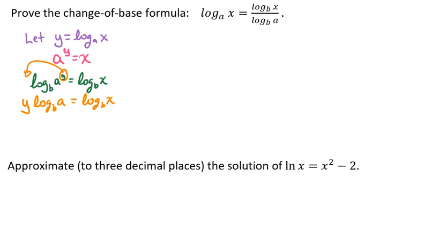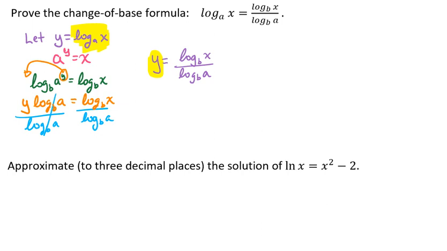From here, I can separate my log base b of a from y by dividing both sides by the log base b of a. That will eliminate it on the left-hand side, leaving us with y equals the log base b of x divided by the log base b of a. So now we ask ourselves, well, what does y equal? Remember we said that was the log base a of x. So if we plug that in, that gives us the log base a of x equals the log base b of x divided by the log base b of a, which is what we were looking for.